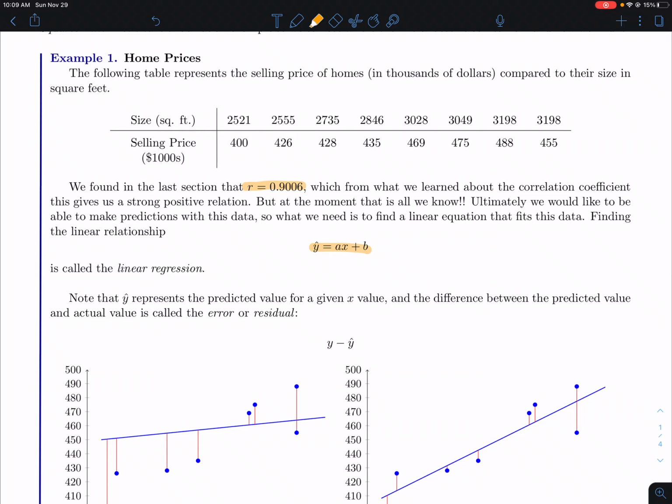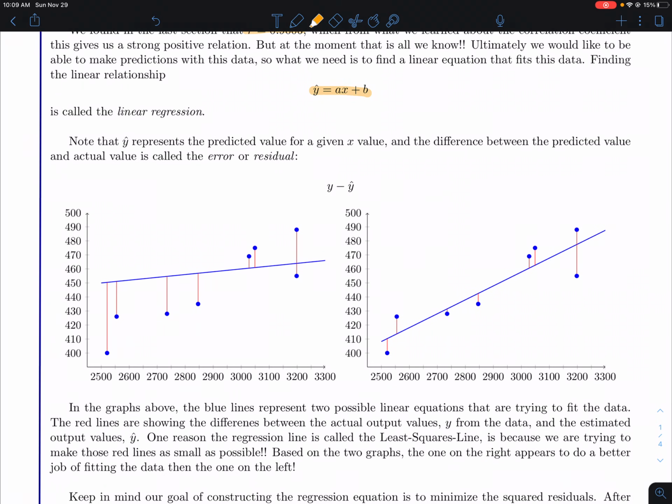We're using y hat because it's an approximation, so it's not the actual y values. These are the actual y values, and this is going to be approximating the y values based on the line that we find. This gives you a brief idea of what we're trying to do when finding the linear regression line: calculating these differences, how far away they are from some given line. Our goal is to minimize these red lines and make them as small as possible.